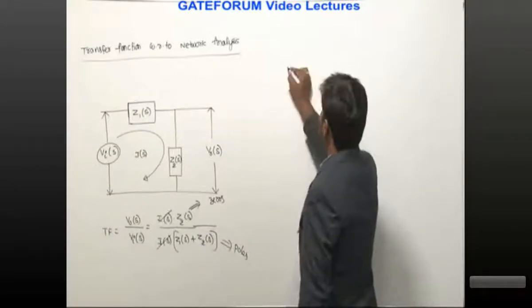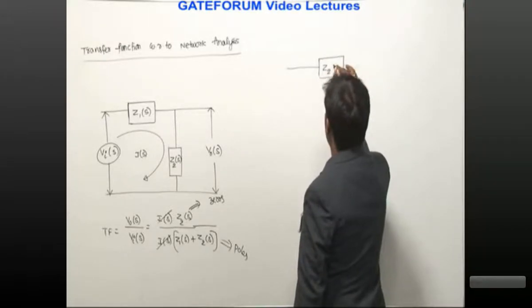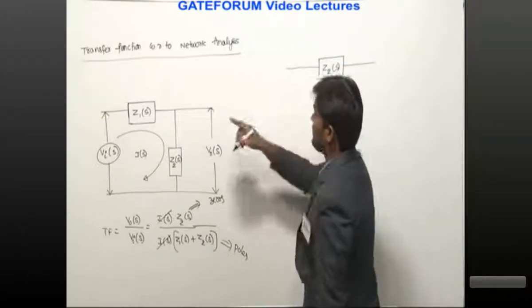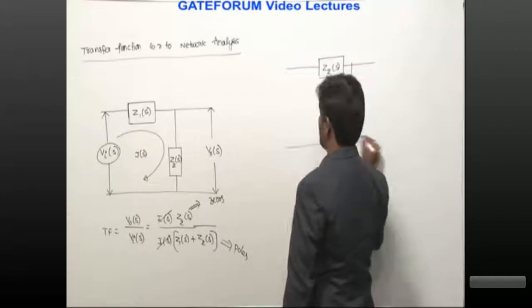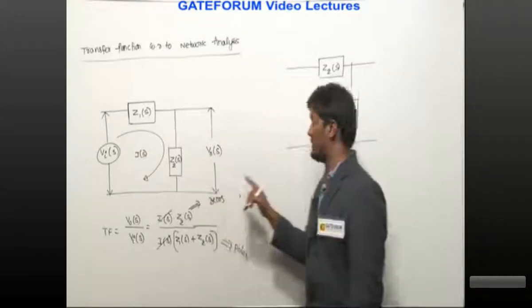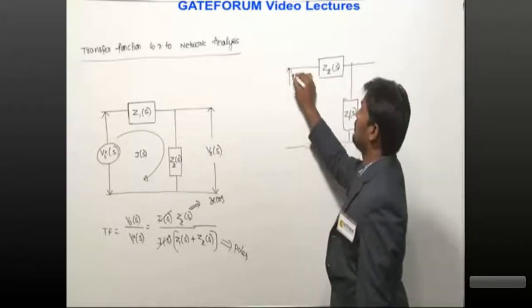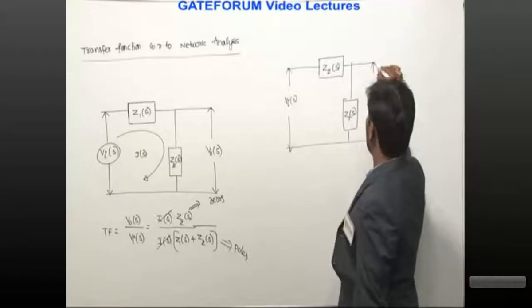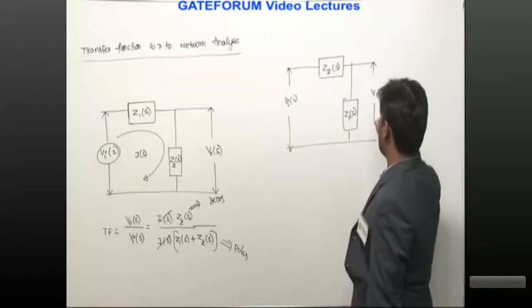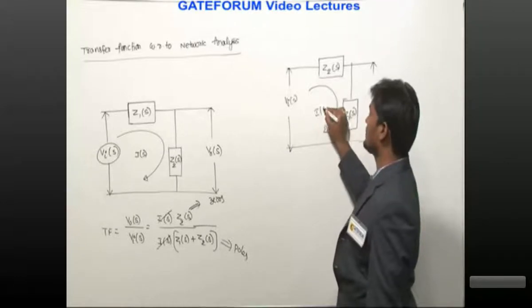Now, I am interchanging the network elements. I am taking Z2 of S in place of Z1 of S, and I am writing Z1 of S in place of Z2 of S. In place of Z2 of S, I am writing Z1. In place of Z1, I am writing Z2. Input voltage is the same, VI of S. Output voltage is also the same, V0 of S. Current flow in the network is also the same, that is I of S.